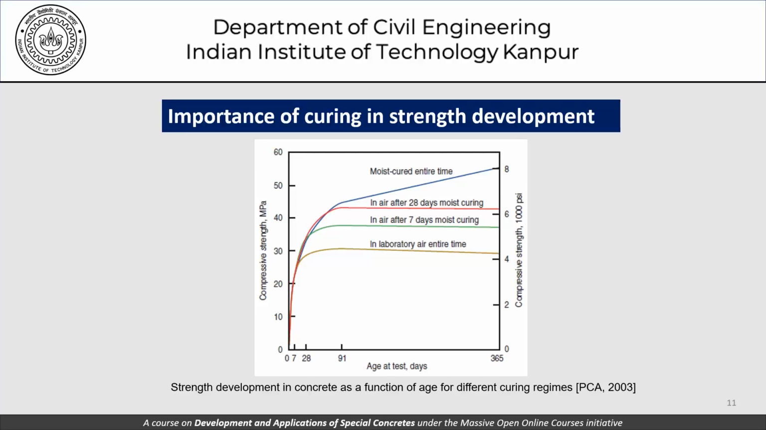This picture shows you the importance of curing from the strength development perspective, based on actual experimental data using concrete with a certain water cement ratio, a certain type of cement, and so on. What this picture tells you is that if the concrete was left in air all the time, this is the kind of strength development that you will see. If it was cured for 7 days under moist conditions and then brought to air, this is the graph. 28 days in moist curing and then air, this is the graph. And this is what the graph will look like if the concrete was moist cured the entire time.